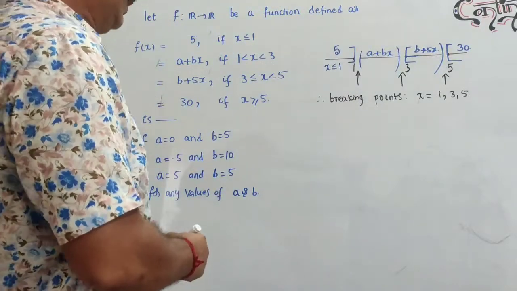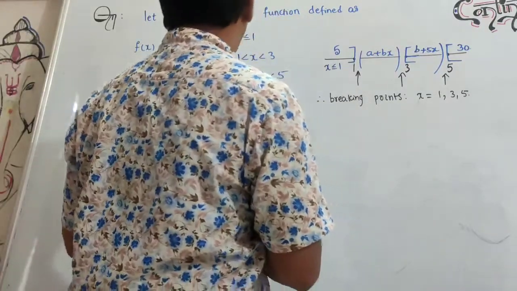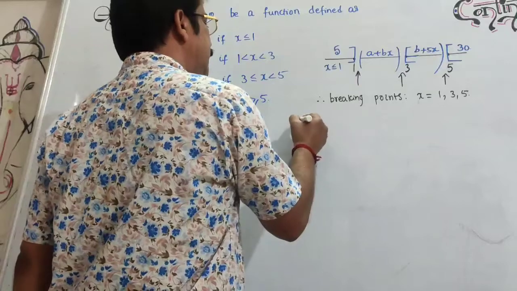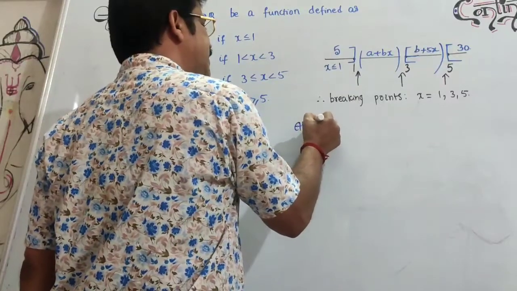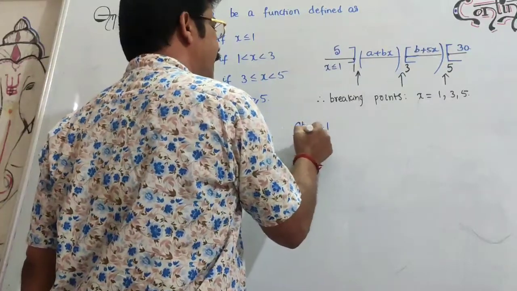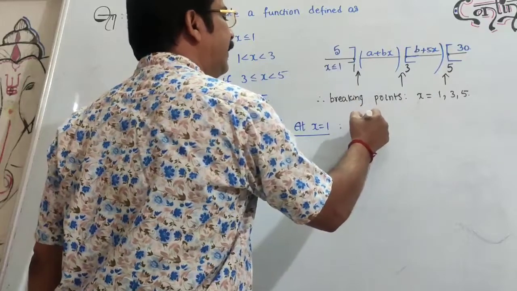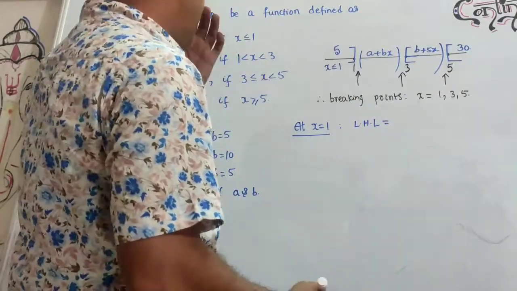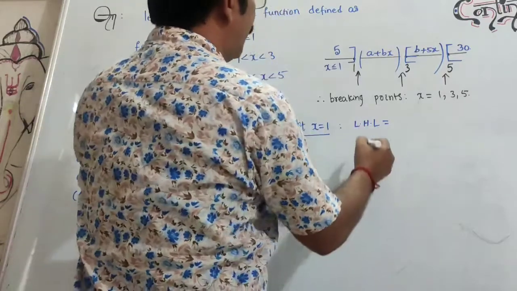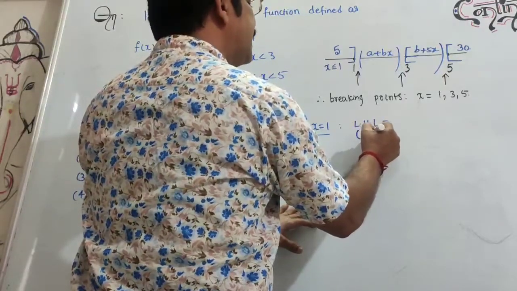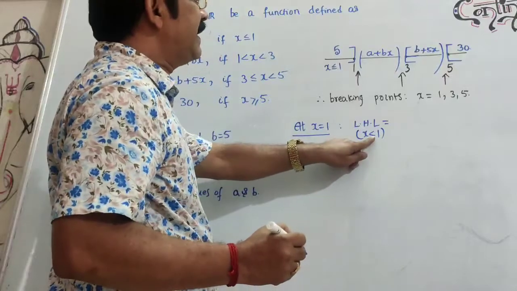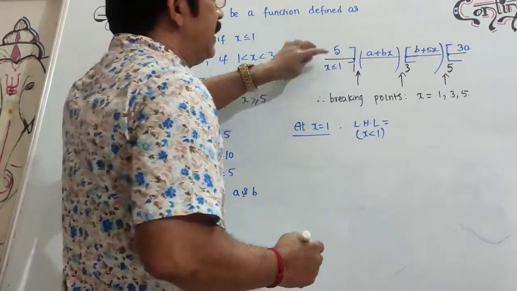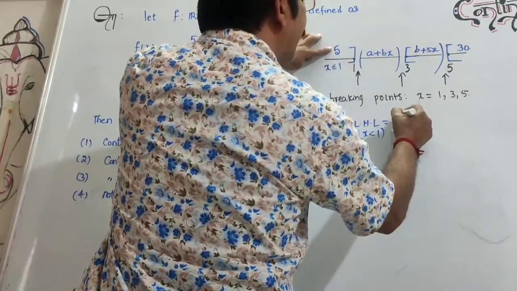Understand? So first, at x equal to 1, the left hand limit. Left hand limit means what? It is x less than 1. Where is the x less than 1 area? Here. It is directly defined as 5.